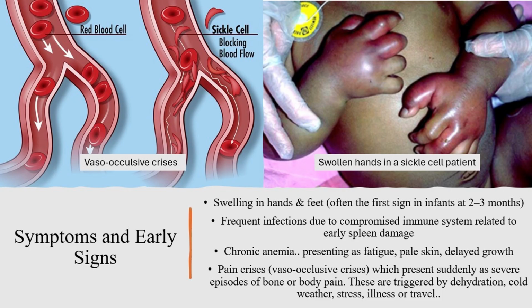These episodes can cause bone or body pain that comes on suddenly, and common triggers include dehydration, cold temperatures, stress, illness, and even travel due to altitude changes. So these are all early signs, and these early signs are important for catching the disease. It also helps families begin preventative care, reducing complications, protecting organs, and improving long-term outcomes.